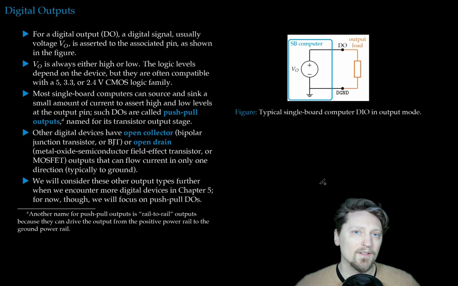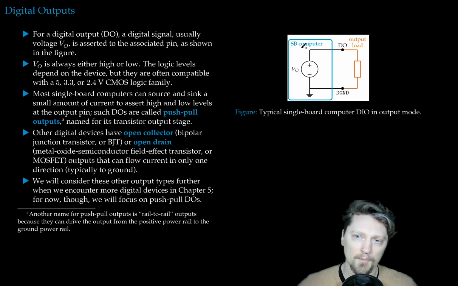Digital outputs. For a digital output, or DO, a digital signal, usually voltage, VO, is asserted to the associated pin as shown in the figure. So we have a single board computer and we have a voltage V out that is being asserted between the digital ground pin and the digital out pin. An output load would then be connected between those two pins.